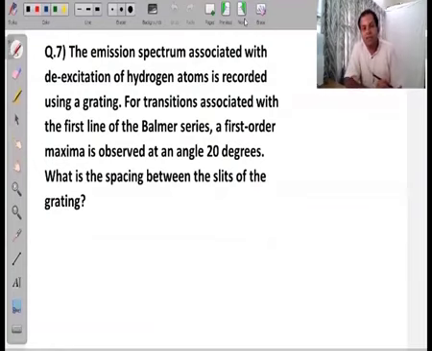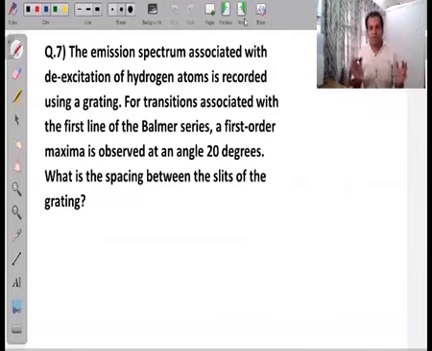The emission spectrum associated with the de-excitation of hydrogen atoms is recorded using a grating. For transitions associated with the first line of the Balmer series, a first order maxima is observed at an angle of 20 degrees. What is the spacing between the slits of the grating?